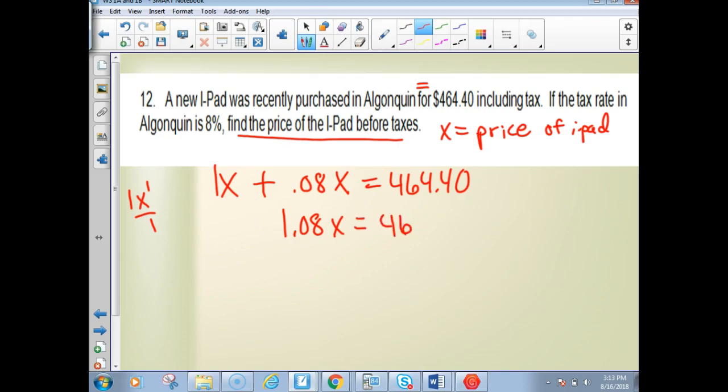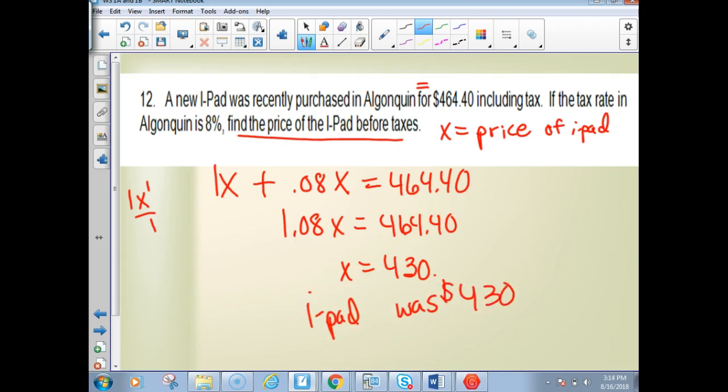Equals 464.40. Okay, so what is that 1 standing for if you're thinking of percents? 100%. That's exactly what it is. It's 100% plus the 8%. So that's all it is, and that's a good concept to remember. You have to pay for the whole thing plus the tax. All right, divide it out, guys, and tell me that iPad was $430. Okay, iPad. Oops. And there should be a dollar sign.